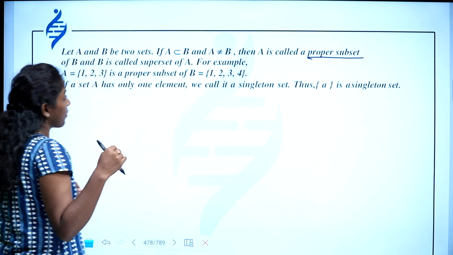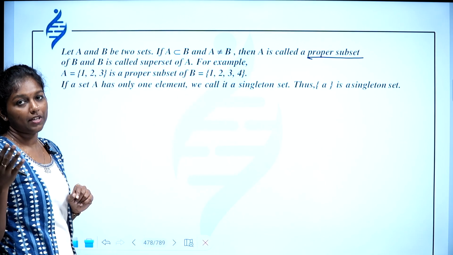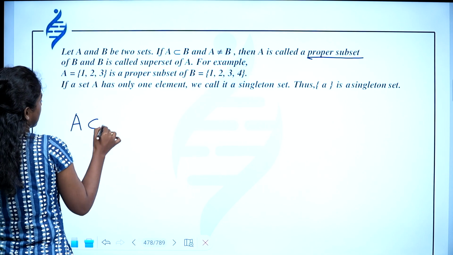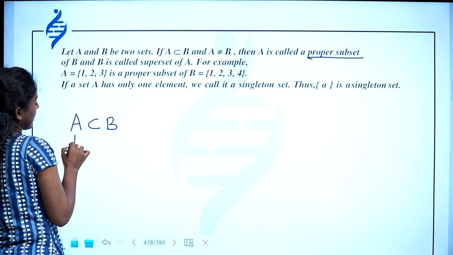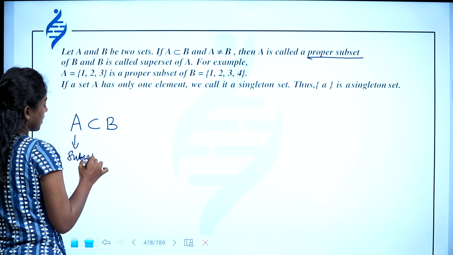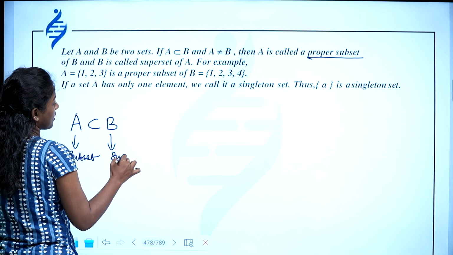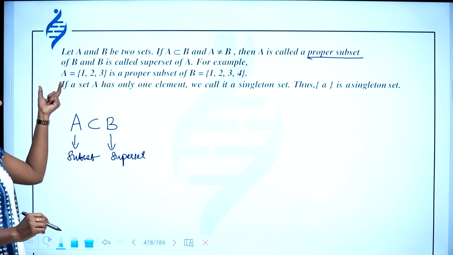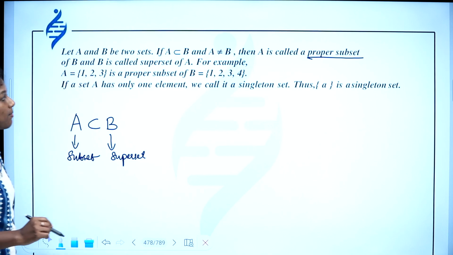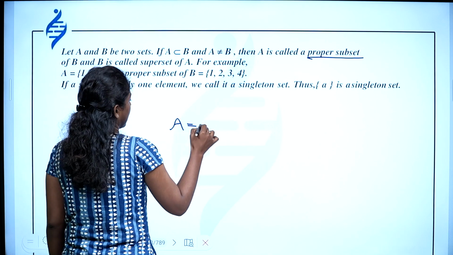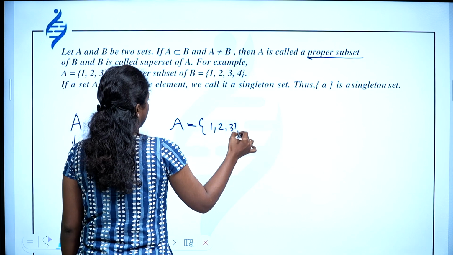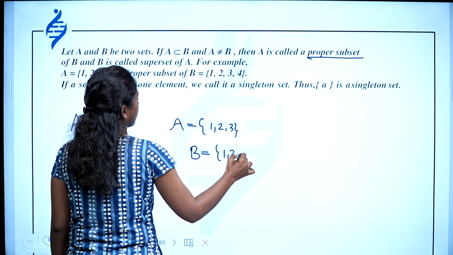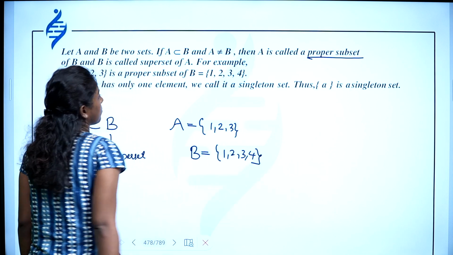So what will be improper subsets? Improper subset means the set itself or phi. And if we are writing A subset of B, then A is called the subset and B is called the superset. For example, A is {1, 2, 3}, which is a proper subset of B equal to {1, 2, 3, 4}. A is having 1, 2, 3 and B is having 1, 2, 3, 4.